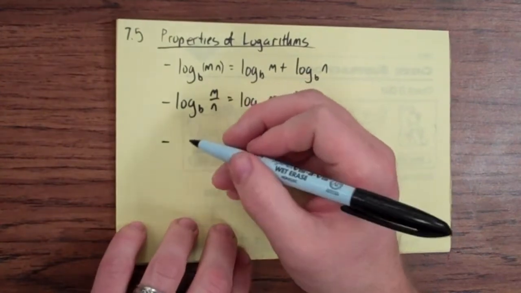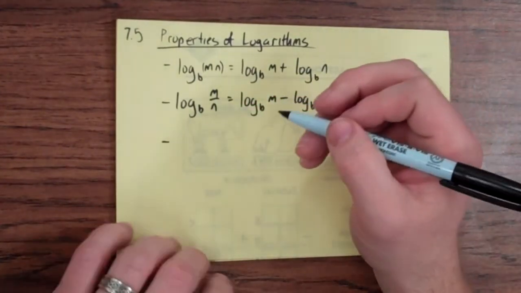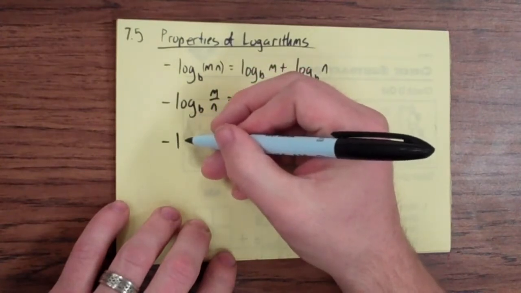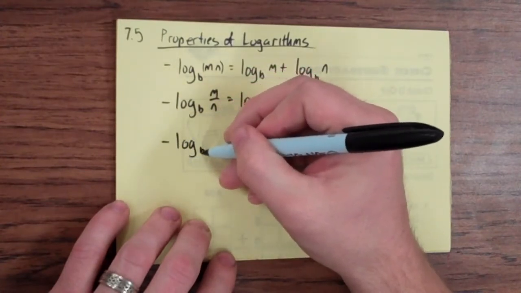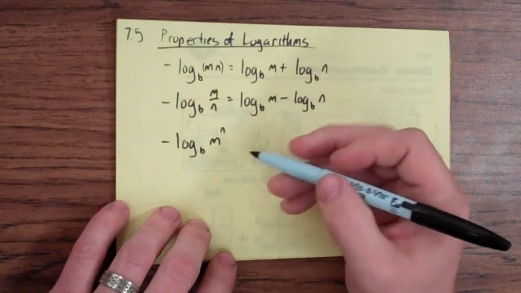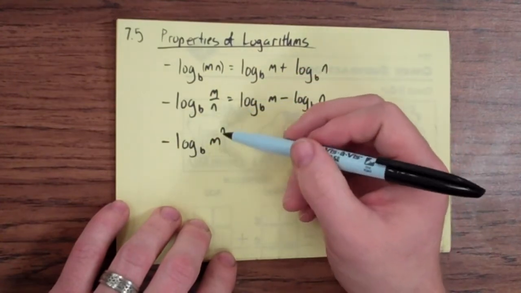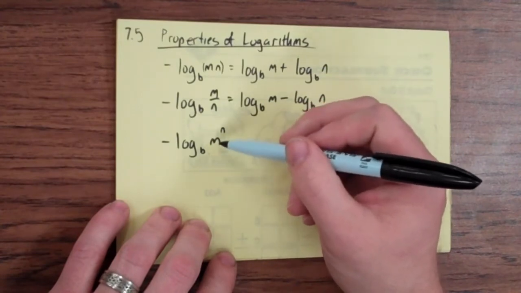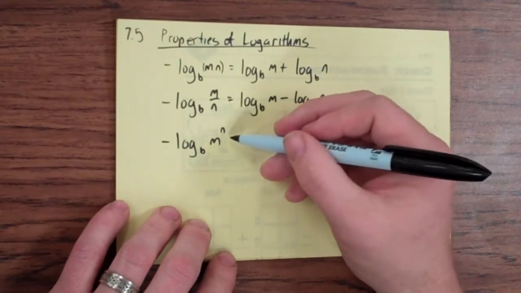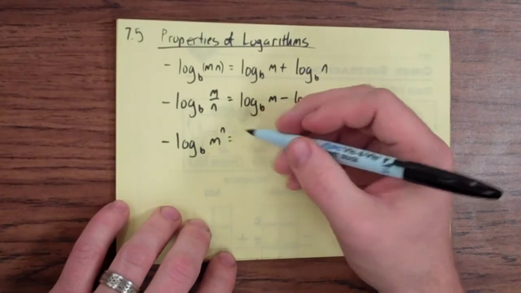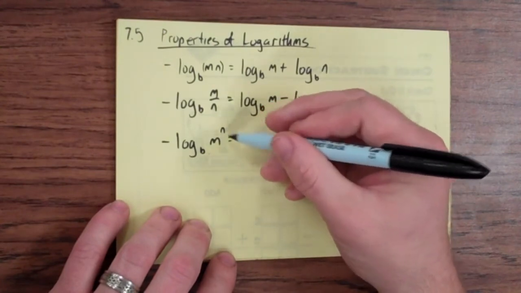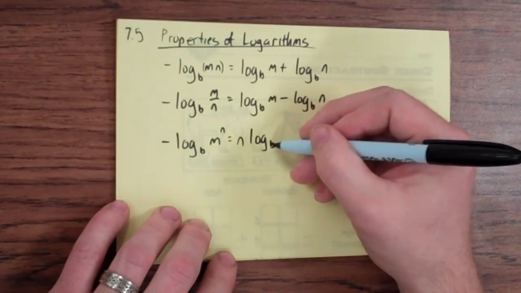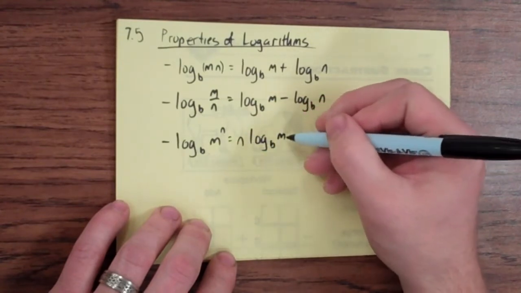The last one. There's three properties in one formula. So this third property is called the power property. Okay, so if I'm taking the log base b of m to the n, if I'm taking the log base b of a power of another number to a power, then this guy here can come down out of the exponent and become the coefficient. Log base b of m to the n is n times log base b of m.